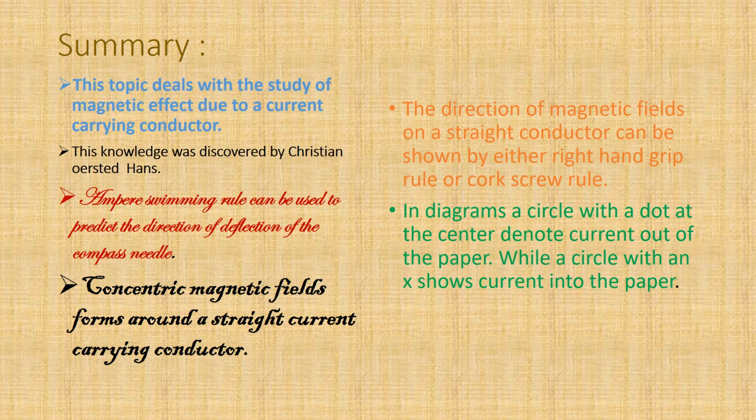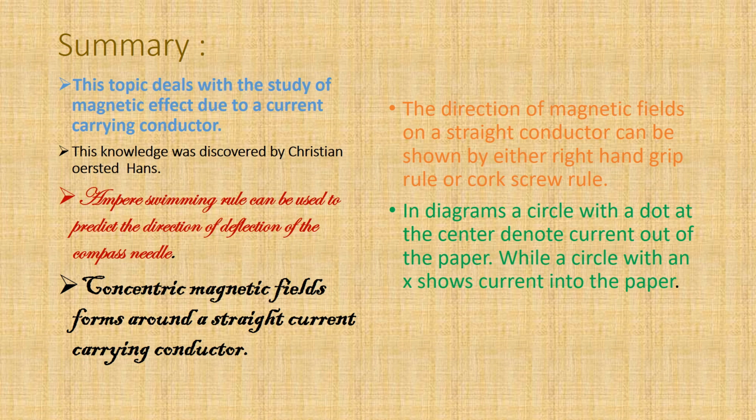Concentric magnetic fields form around a straight conductor. The direction of magnetic fields is either shown by the right-hand grip rule or corkscrew rule. If you see a dot, current is coming out of the paper, and if you see an X, current is going into the paper.